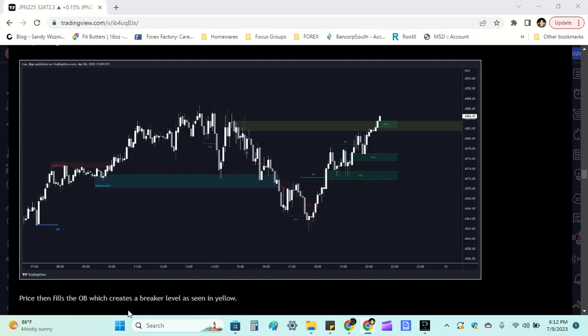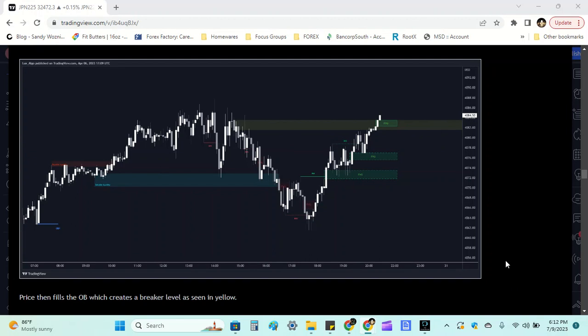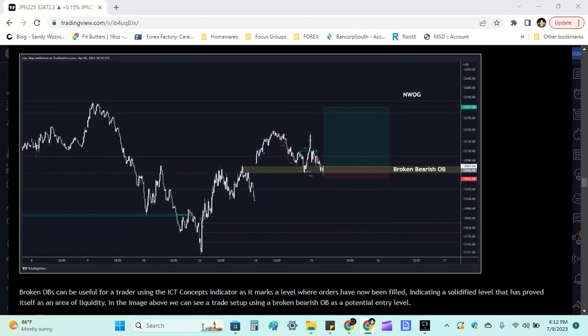Price then fills the OB, which creates a breaker level as seen in yellow. So this is supposed to be yellow. This is the breaker block or breaker level here. And so we have the FVG, FVG, FVG, breaker level. Broken OBs can be useful for a trader using the ICT Concepts indicator as it marks a level where orders have now been filled, indicating a solidified level that has proved itself as an area of liquidity.